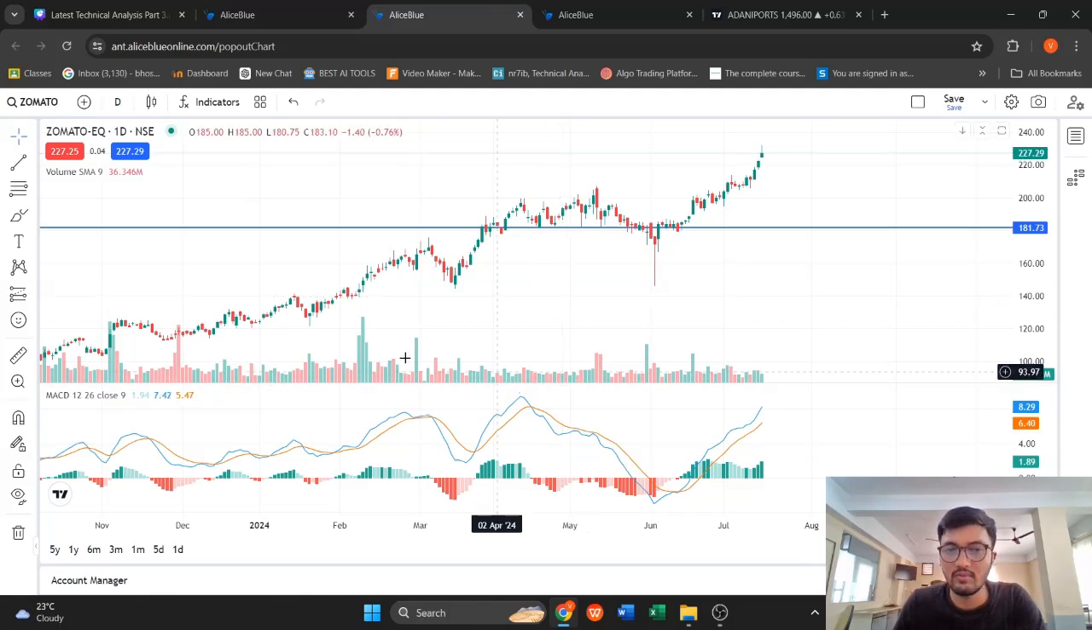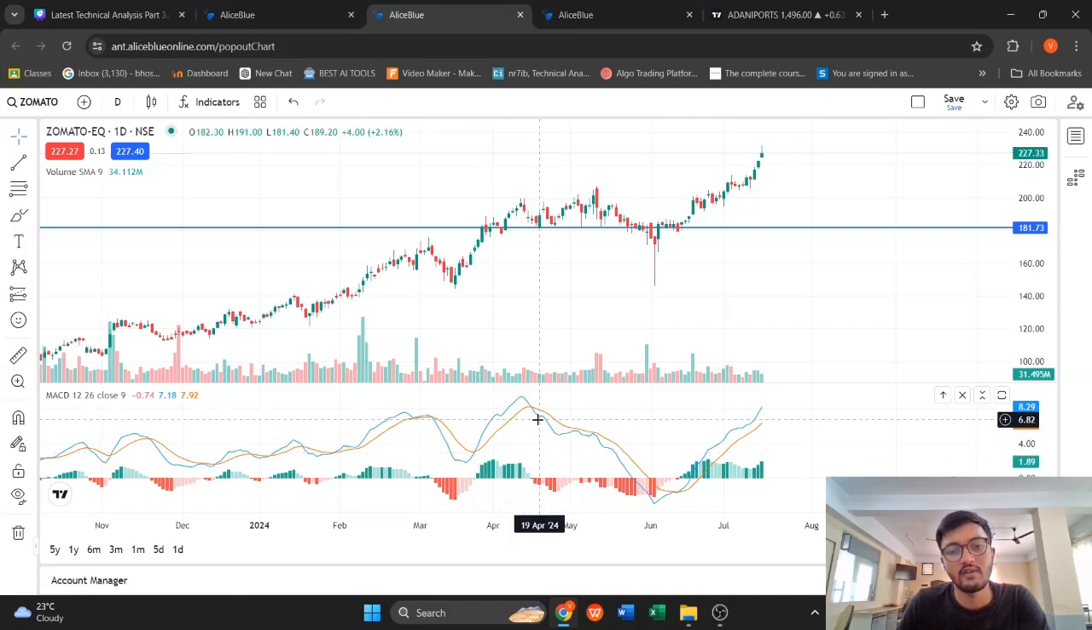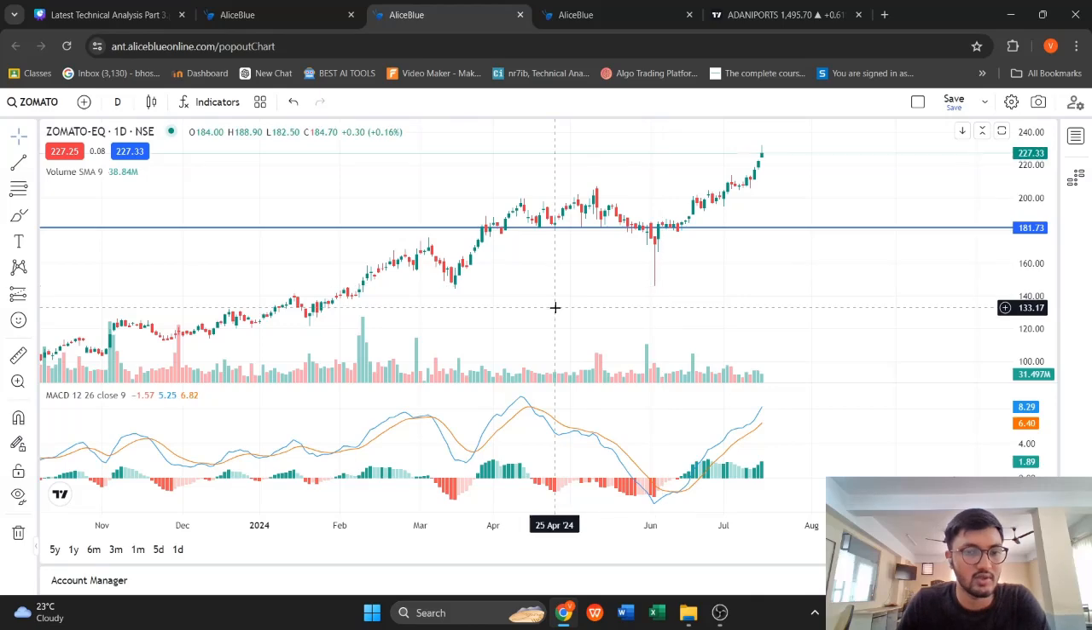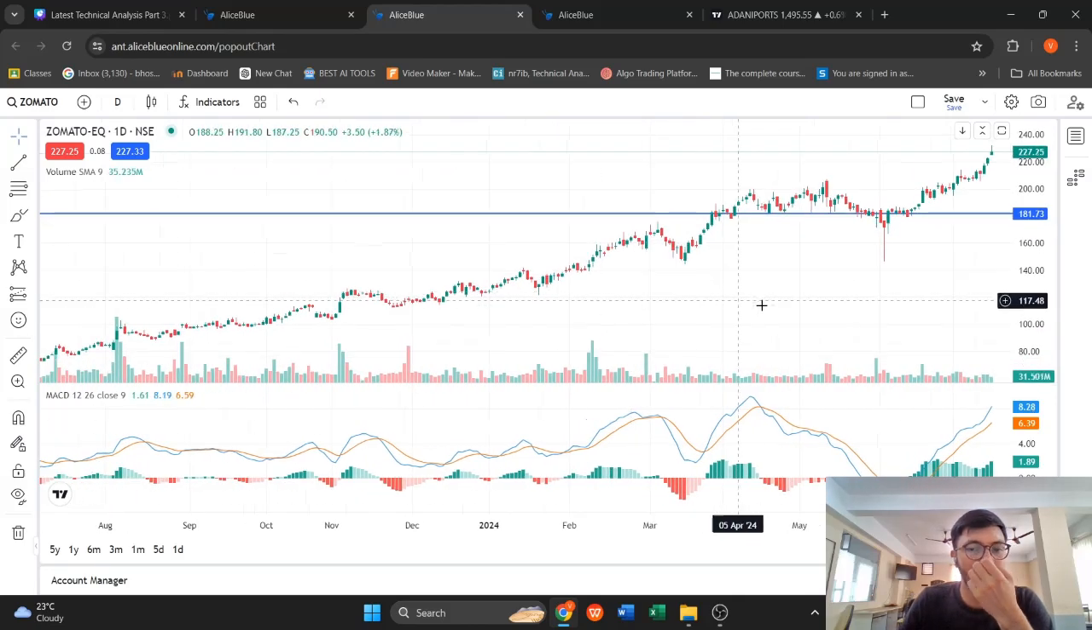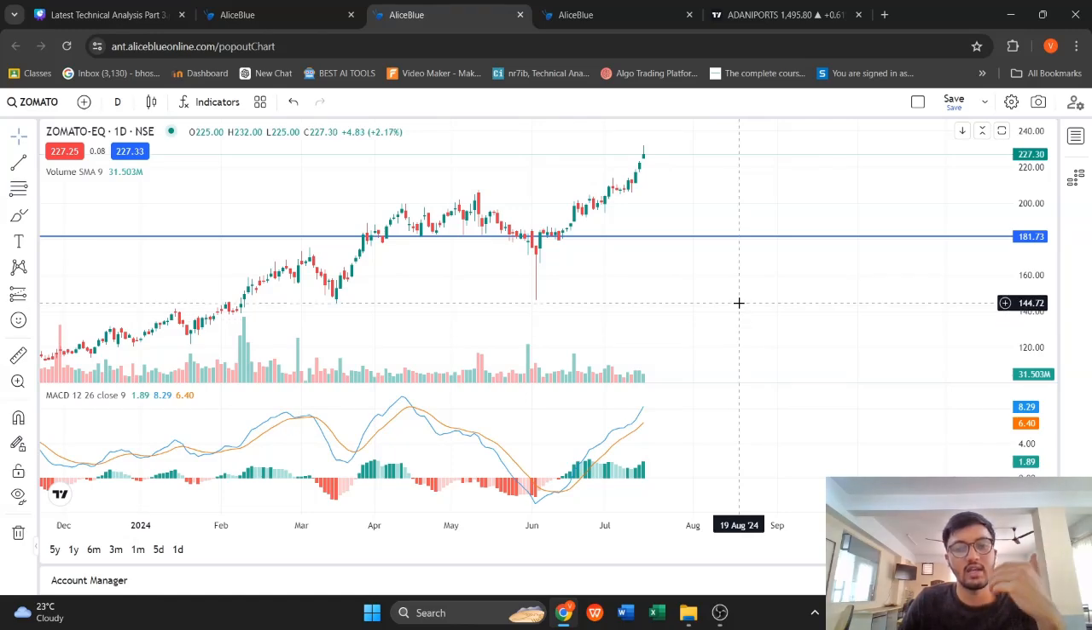So MACD gives you perfect indications if the histogram crosses above zero. So this is the threshold zero, and if the blue line crosses above the orange line, it gives you a clear indication that the stock or a particular index is going to go up. And if the otherwise crossover happens, you can see the market went down eventually. So that's how you look at it, and justify your trades with the help of indicators.